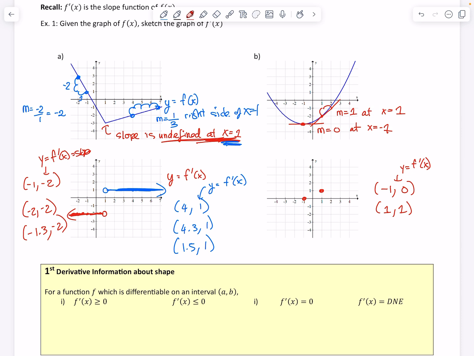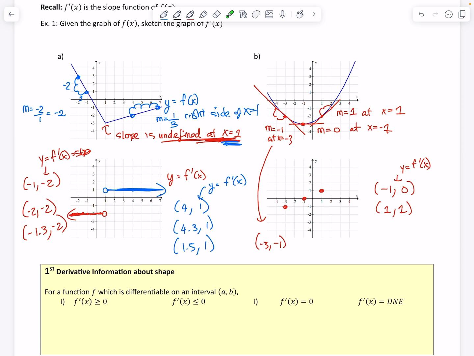Another point that we can pick is right here at x equals negative 3 on f of x. Draw a tangent line. Notice that the slope is down 1 over 1, so the slope is negative 1 at x equals negative 3. Translating down here, at x equals negative 3, the slope, which is now the y value of f prime of x, is negative 1. So we can plot (-3, -1).